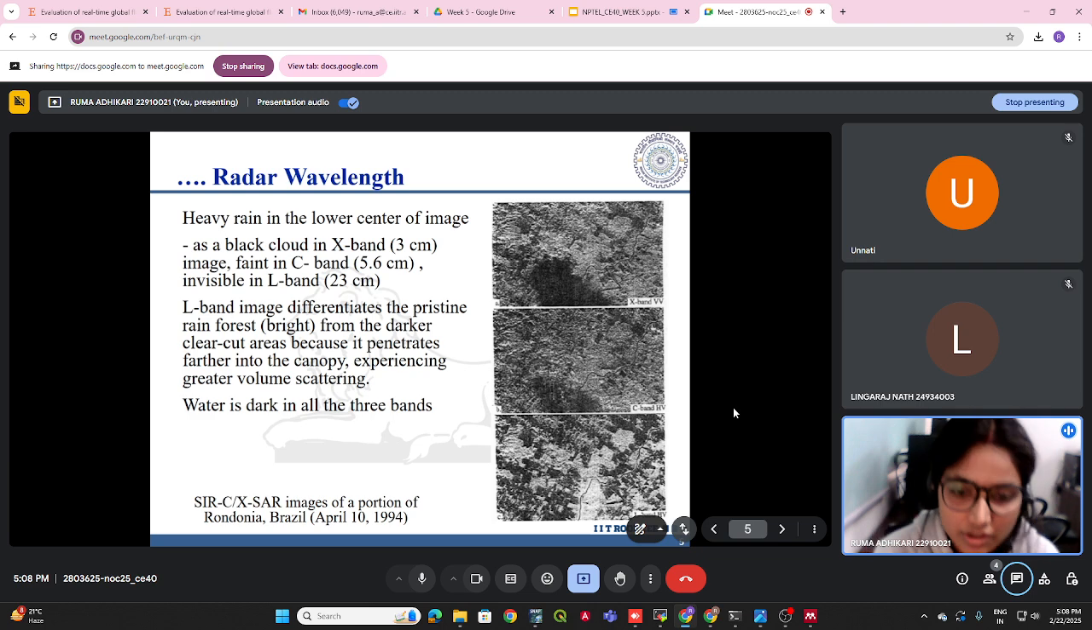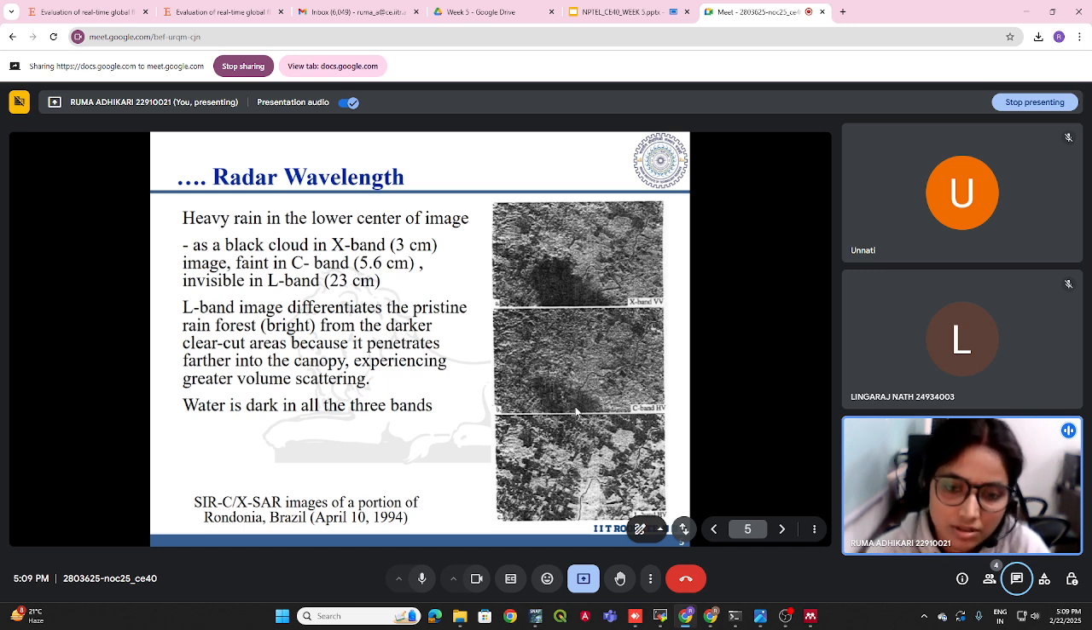So we'll see a few examples in the image of how it looks. Here you can see the X band VV image, the first one. The second one is the C band HV image. The third one is the L band HV image. Here in the first one there is an impression due to rain. Heavy rain caused atmospheric effects in X band. That dark patch came due to the rain interference. That black cloud in the X band, which is a 3 centimeter image, is faint in C band.